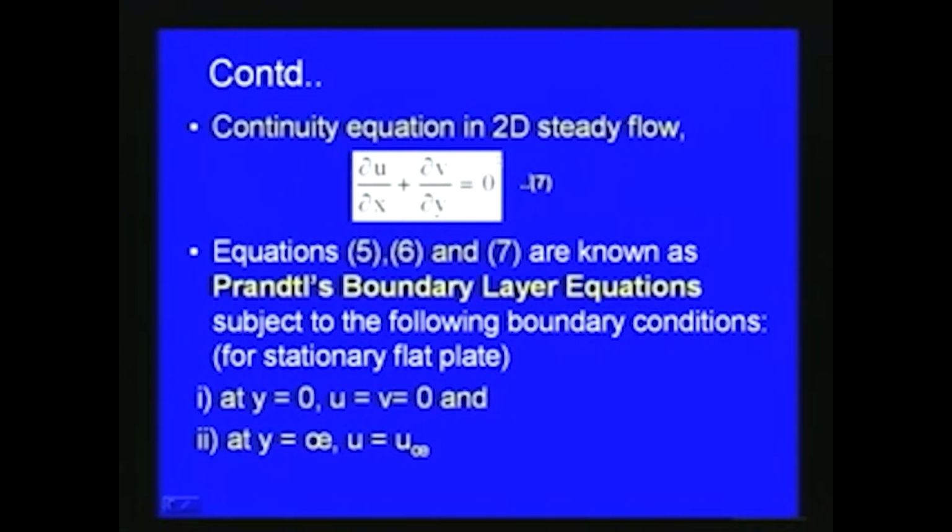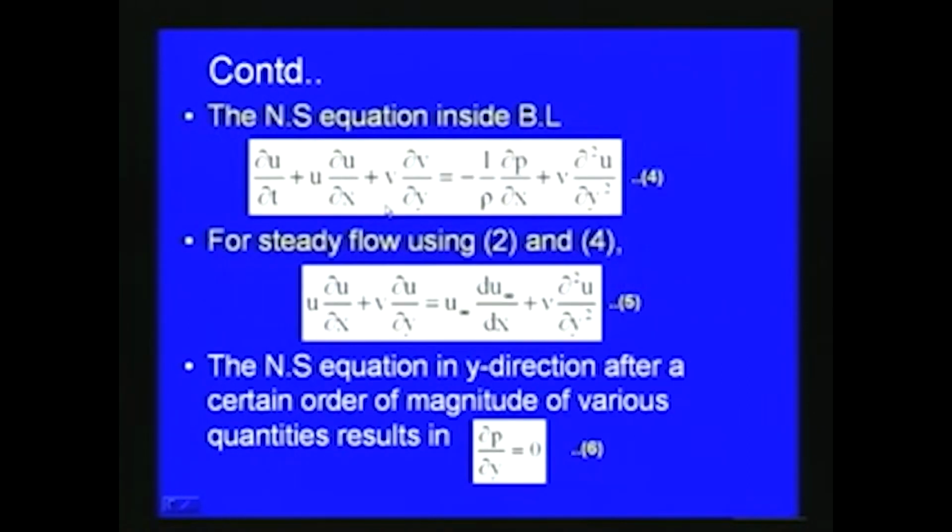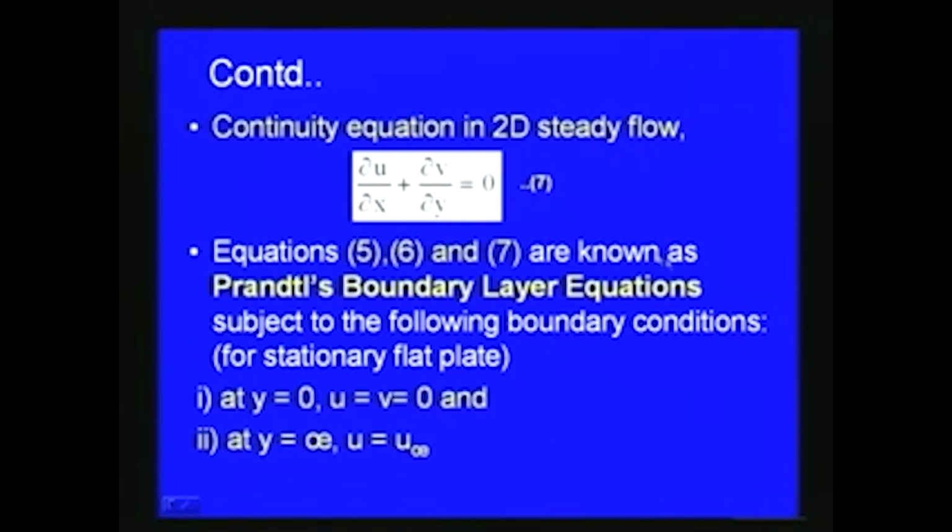So now these are the equations as far as the boundary layer is concerned. We have already seen the equations for the potential flow which we considered outside the boundary layer. So equations 5, 6 and 7 are known as Prandtl's boundary layer equations, subject to the boundary conditions: at y is equal to 0, u is equal to 0, v is equal to 0, and at y is equal to infinity, outside, u is equal to u infinity.